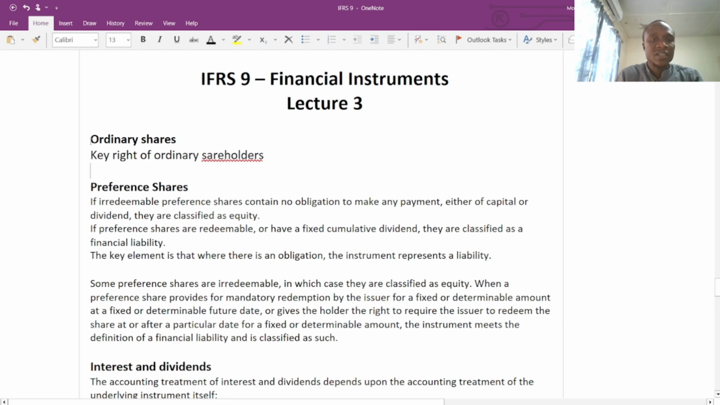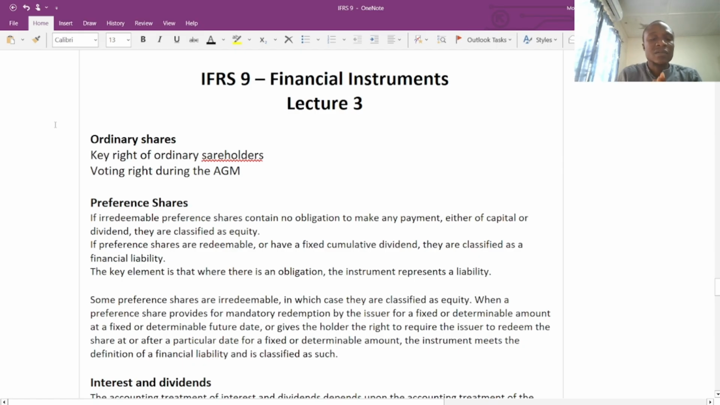The major right of an ordinary share, which is more important, is the right to vote, the voting right. Being an ordinary shareholder gives you the right to vote during the AGM, the annual general meeting. Another right is that being an ordinary shareholder gives you the right to receive a dividend if it is available. Right to receive dividend, if applicable.